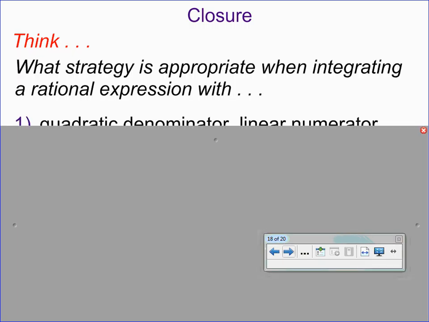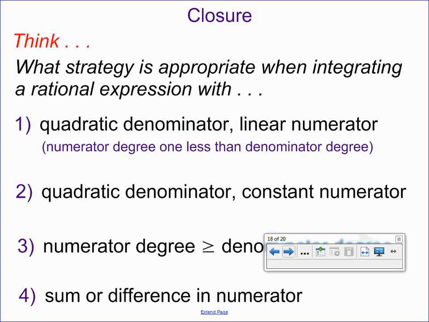All right, let's go ahead and close it up then. Please have a response that you're willing to share with the whole class. What strategy is appropriate when integrating a rational expression with quadratic denominator, linear numerator, or anytime the numerator degree is exactly 1 less than the denominator degree? Don't say it out loud. Go ahead and have a written response and be ready to share with the whole class.